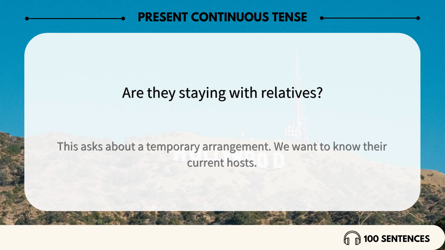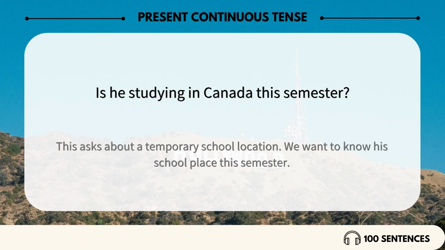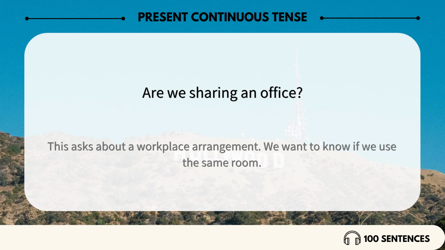Are they staying with relatives? This asks about a temporary arrangement. We want to know their current hosts. Is he studying in Canada this semester? This asks about a temporary school location. We want to know his school place this semester. Are we sharing an office? This asks about a workplace arrangement. We want to know if we use the same room.